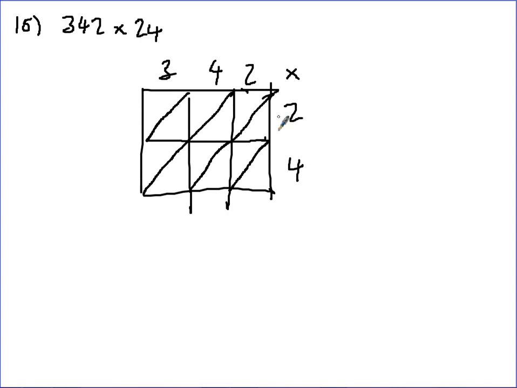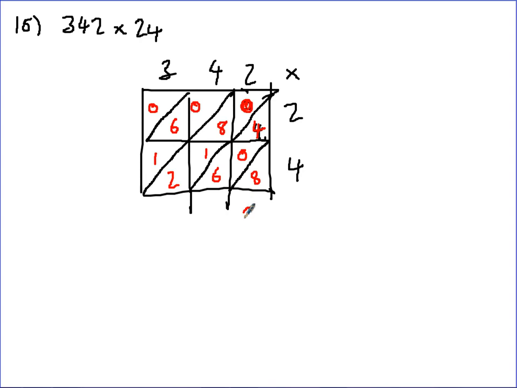So we've got 2 times 2, which is 4. So I'm just going to change the colour so it sticks out a bit. So we've got a 0 there and a 4. 2 times 4 is 8. 4 times 2 is 8. 4 times 4 is 16. 3 times 2 is 6. And 3 times 4 is 12.